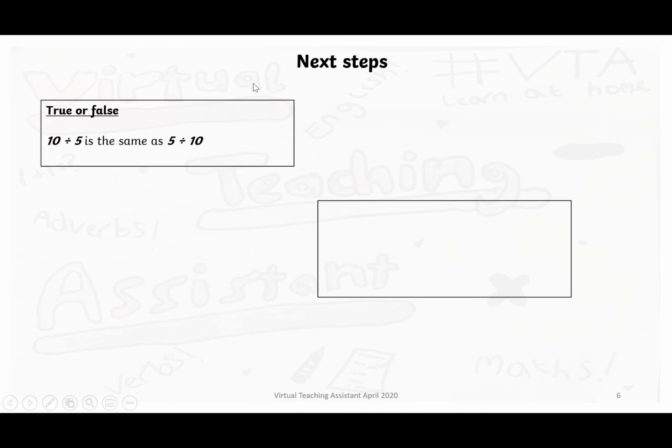Excellent. So the next steps for this one, so this is moving away from the pictorial now, and it's moving on to more solidifying the abstract, so it's solidifying the knowledge and understanding. So 10 divided by 5 is the same as 5 divided by 10. Well, what did we say about the biggest number having to come first in division? That is false.